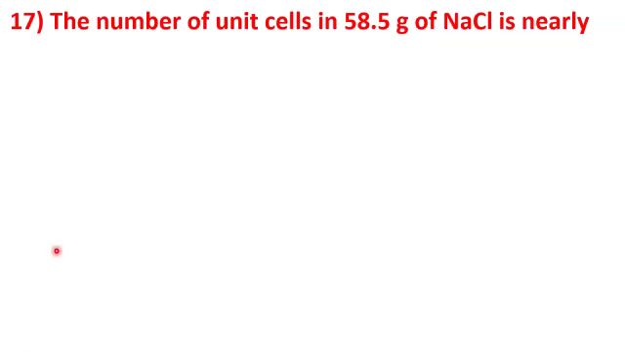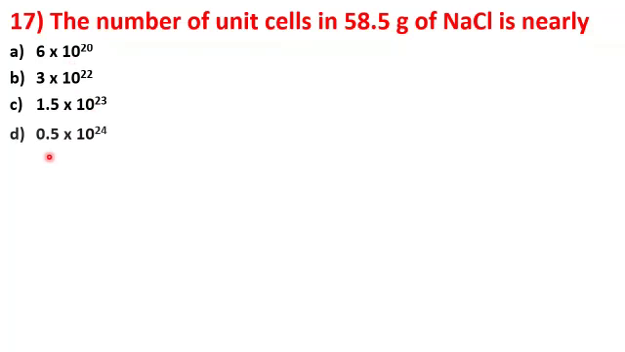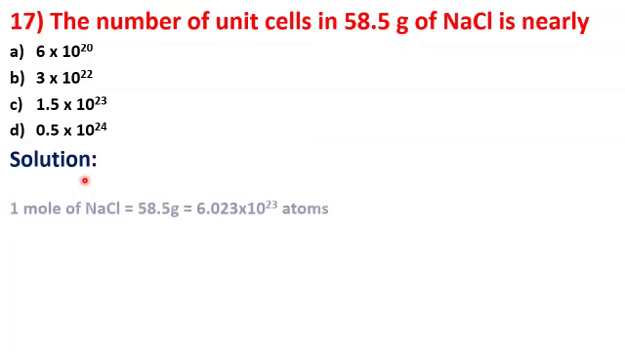Question number 17. The number of unit cells in 58.5 gram of NaCl is nearly dash. Option A 6 into 10 raised to 20. Option B 3 into 10 raised to 22. Option C 1.5 into 10 raised to 23. And option D 0.5 into 10 raised to 24. Let us solve this one.